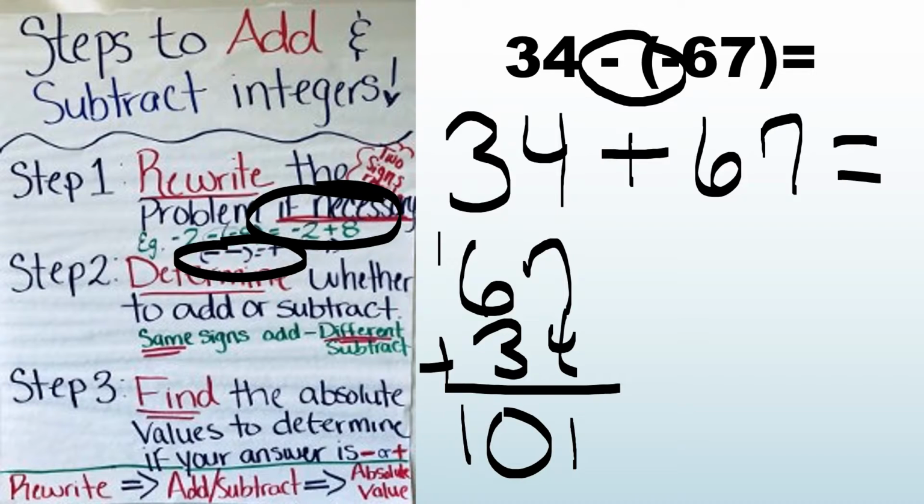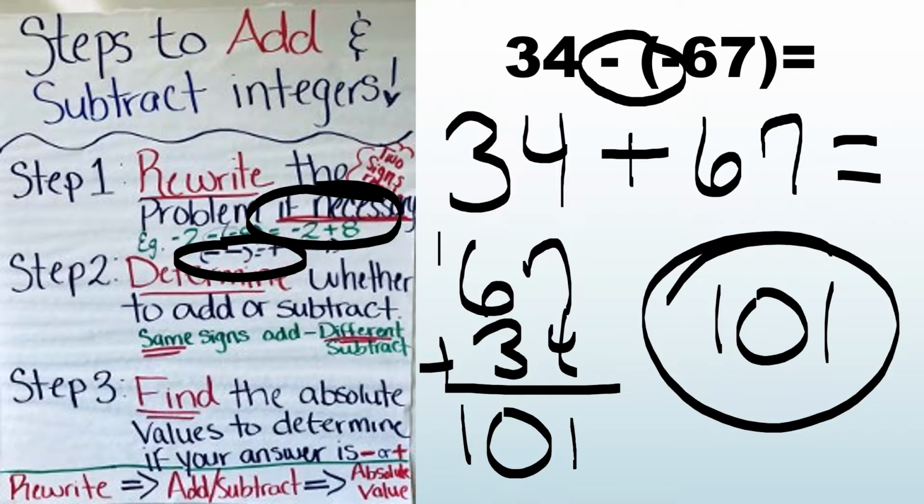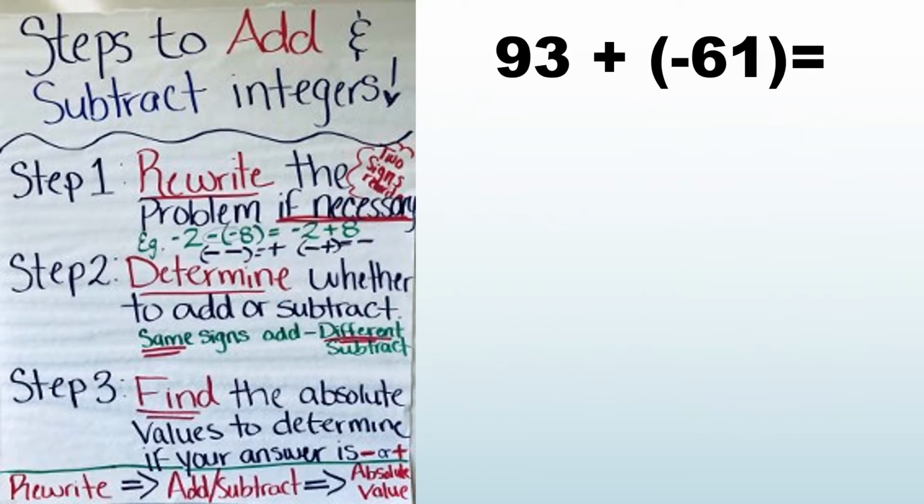Okay, so now our answer is 101. And obviously, since we're adding two positive numbers, our answer is going to be positive. Go ahead and pause the video and try to solve.